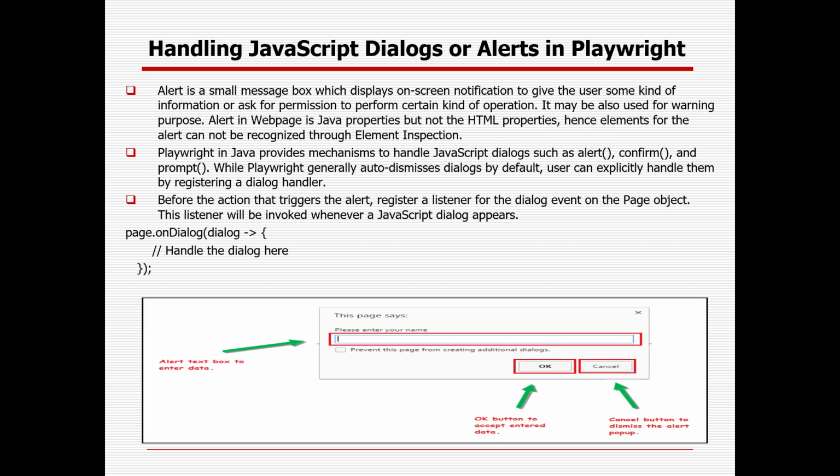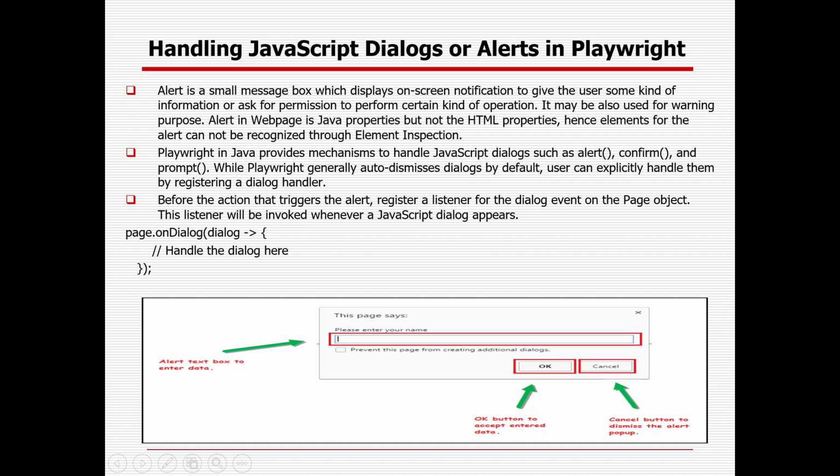An alert is a small message box which displays an on-screen notification to give the user some kind of information or ask for permission to perform a certain kind of operation. It may also be used for warning purposes. An alert in a web page is a JavaScript property but not an HTML property. Hence, the element for the alert cannot be recognized through element inspection.